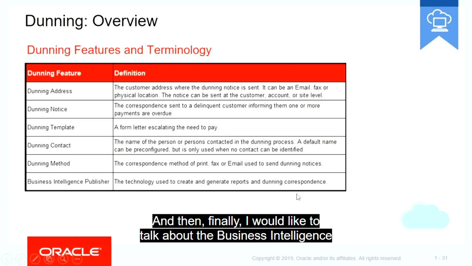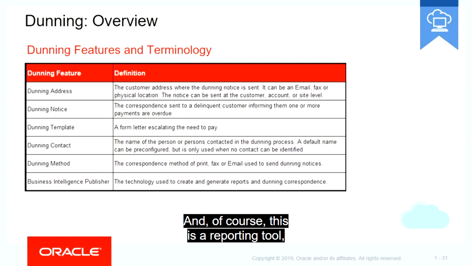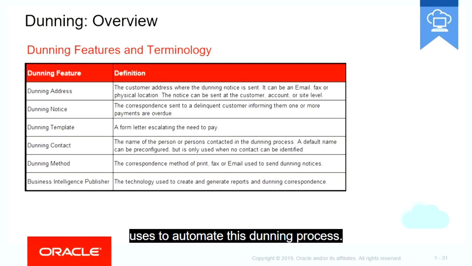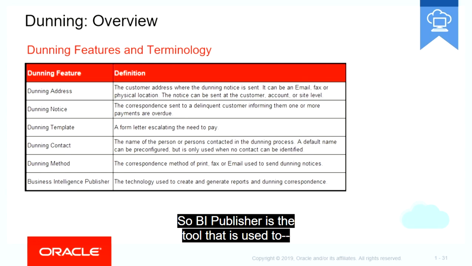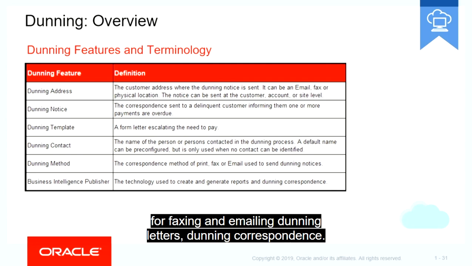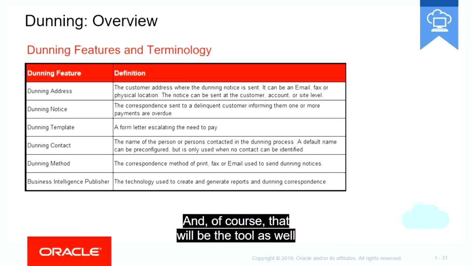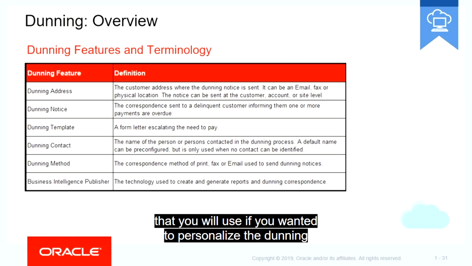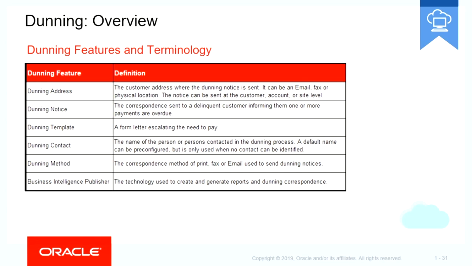And then finally, we'd like to talk about the Business Intelligence Publisher tool. Of course, this is a reporting tool, but it also is a tool that the collections application uses to automate this Dunning process. So BI Publisher is the tool that is used for faxing and emailing Dunning letters, Dunning correspondence. And of course, that will be the tool as well that you would use if you wanted to personalize the Dunning templates that we deliver.